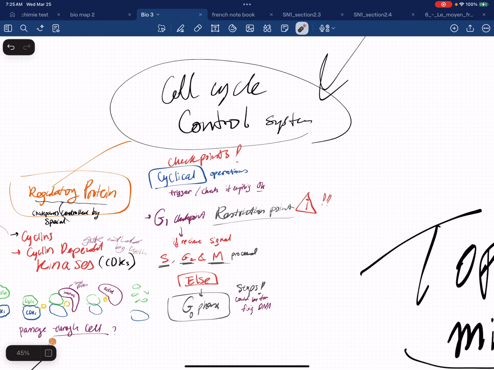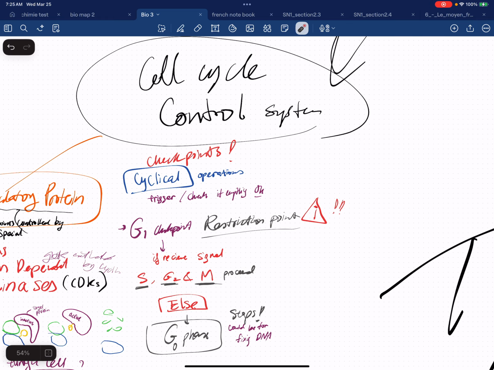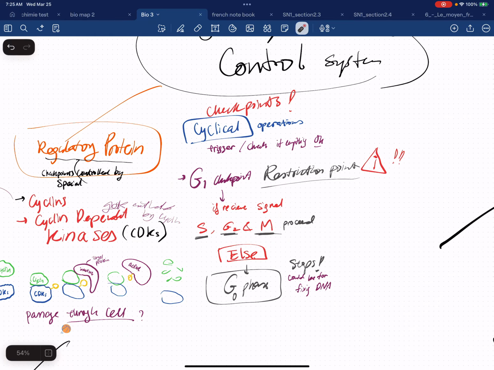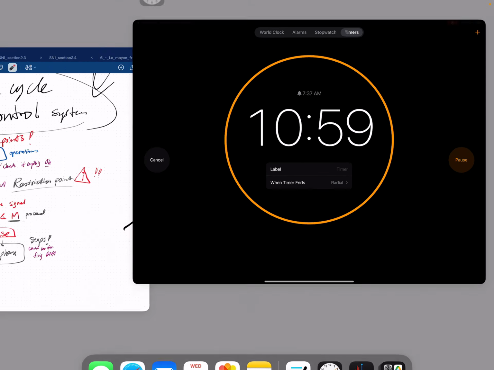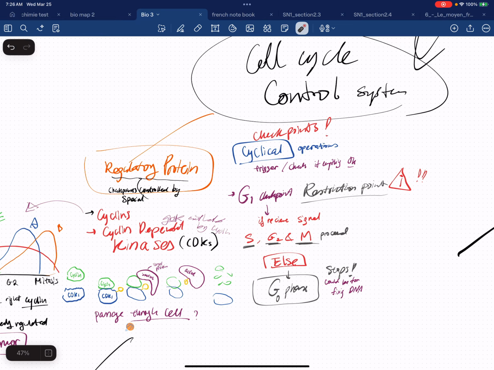So the most important is the G1 checkpoint. It's called a restriction point. It's the most important restriction point because after G1, the S phase, G2 phase, and the M phase will proceed. So G1 is one of the most important checkpoints. These are called cyclins, which are the checkpoint regulators of the cell cycle. So if they do not receive the G1 protein, they will go to a G0 phase, which is the phase in which they do not divide.